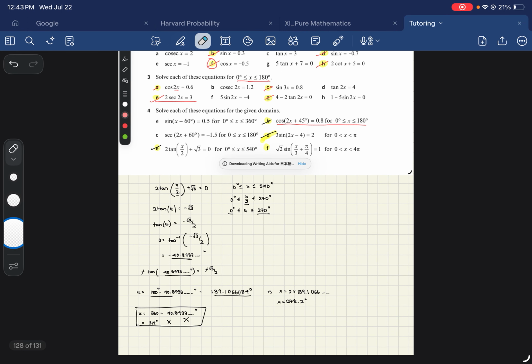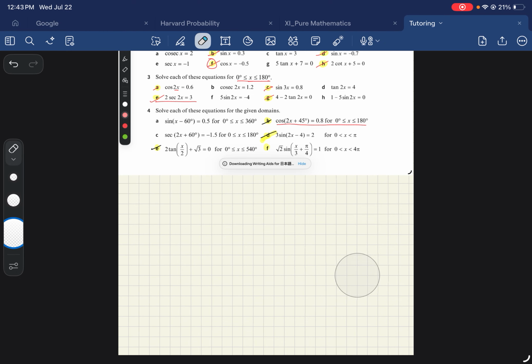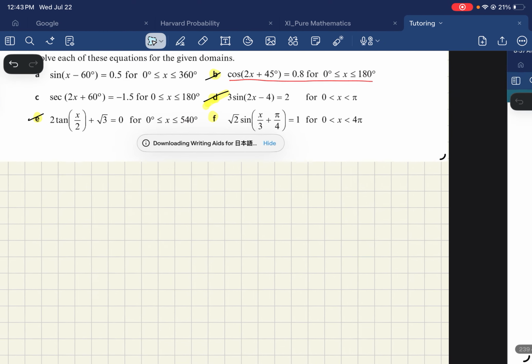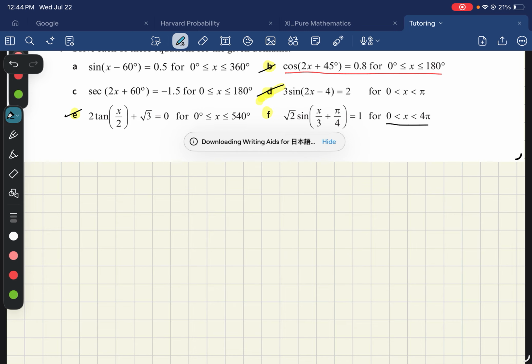And for this video, the final question is going to be F. All right. And again, if you look at your restrictions, it's from 0 to 4 pi. So you have root 2 sine of x divided by 3 plus pi over 4 is equal to 1. So 0 ≤ x ≤ 4 pi, right?